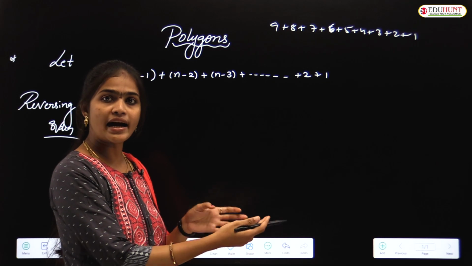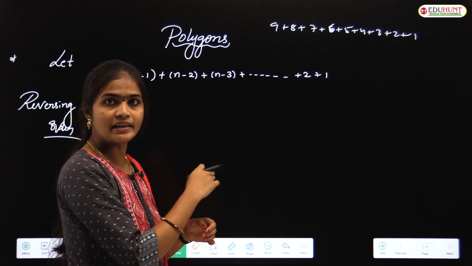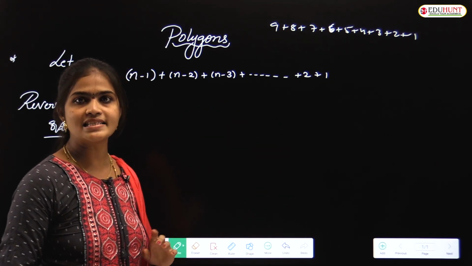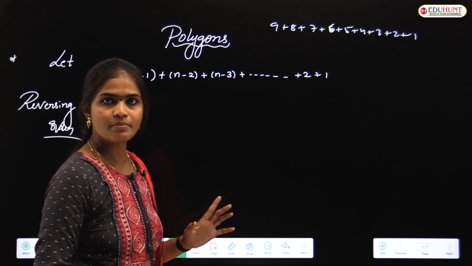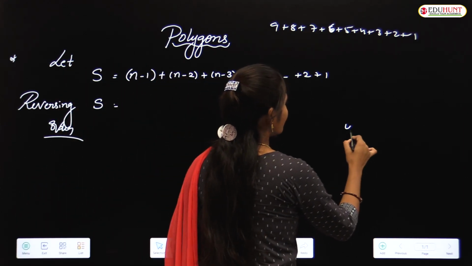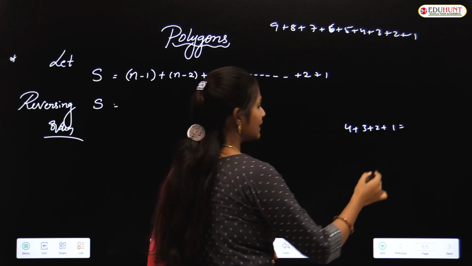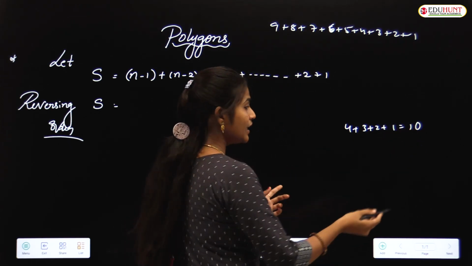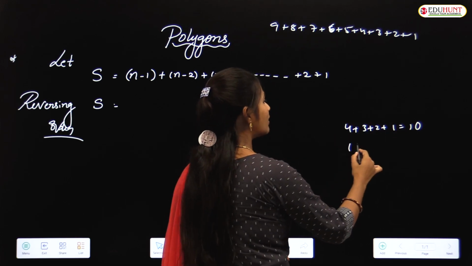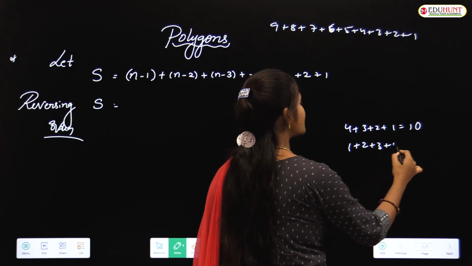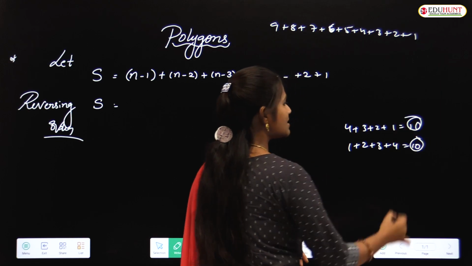And in the same way, if you add all the numbers from 1 to 9, in that reverse order, we will also get the same number, or not? Same sum or not? Just for example, 4 plus 3 plus 2 plus 1 equals 10. Now add the numbers in reversing order, 1 plus 2 plus 3 plus 4, and you will also get the same result.